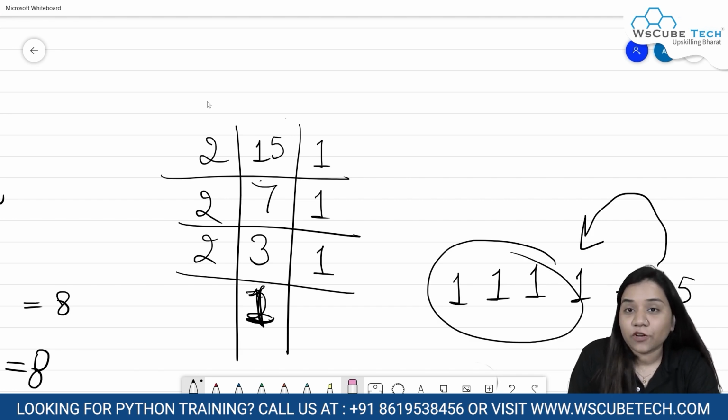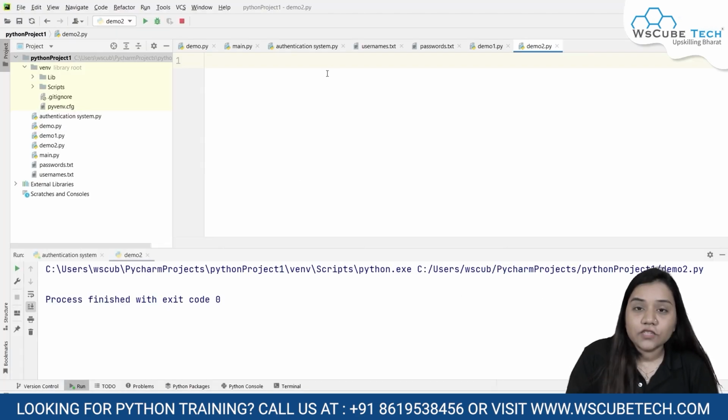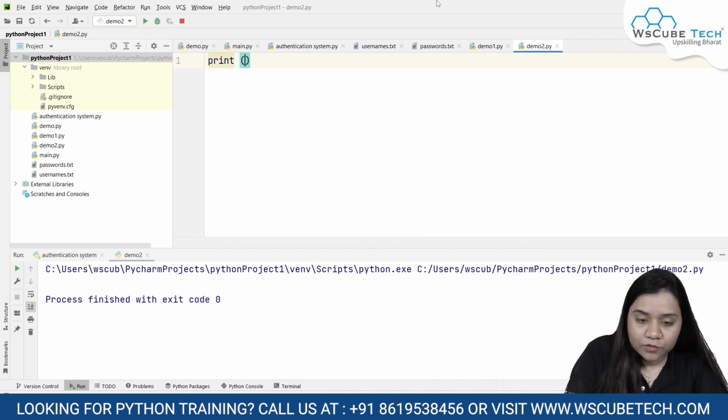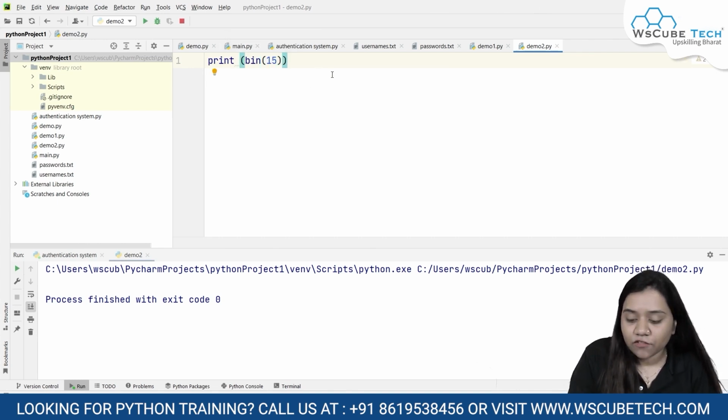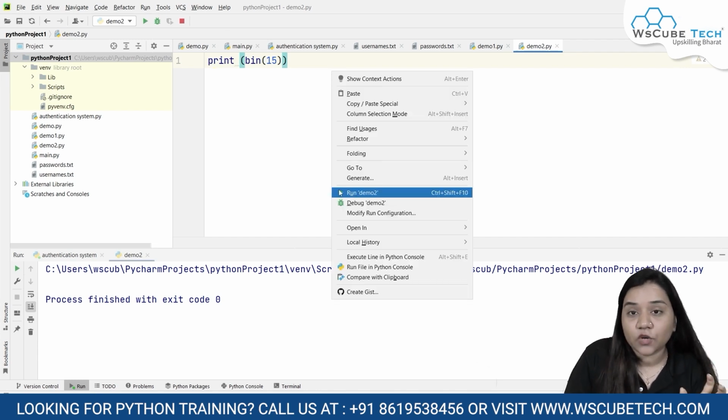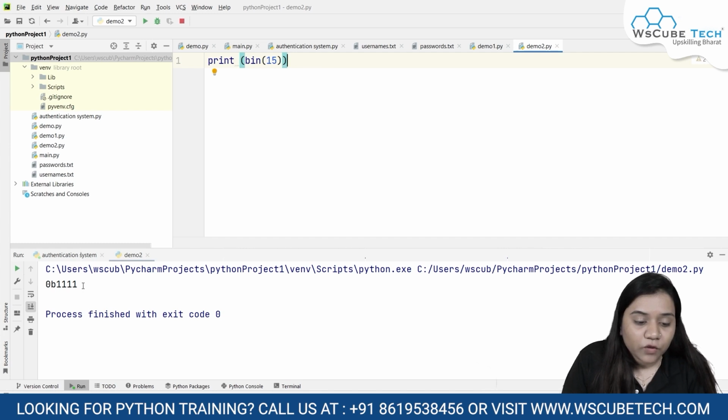Now this is a simple method of finding a binary number. But what if there is a huge number? For a huge number, you don't have to struggle much. All you need to do is go to Python's PyCharm. Suppose I want to find the binary of 15 again. All I need to do is print bin, short for binary, and the number whose binary I want to find. It gives me an output with the prefix 0b, so 0b1111. As we also calculated, it gave us 1111, and here also it is 1111.